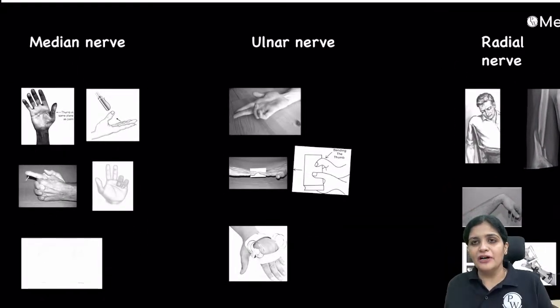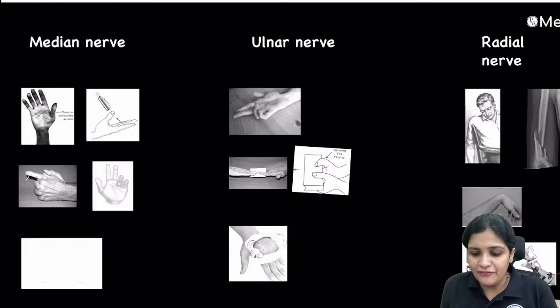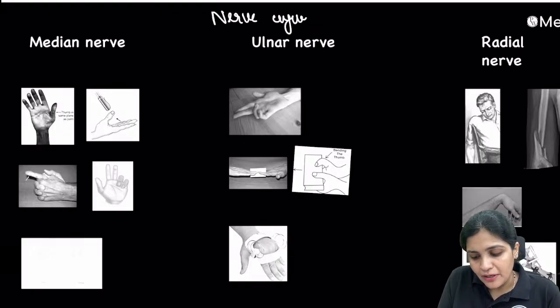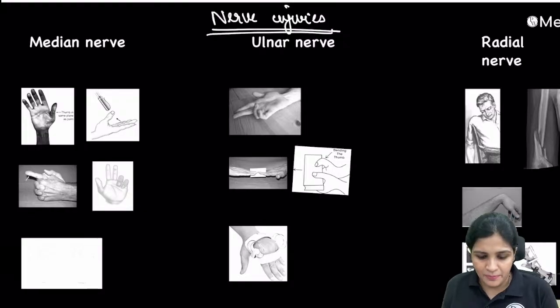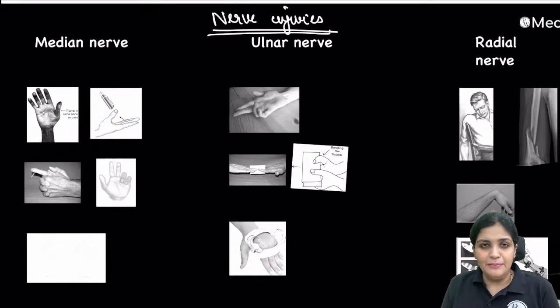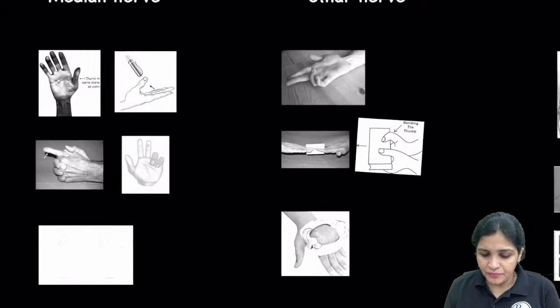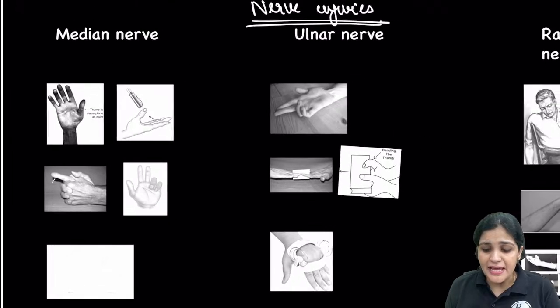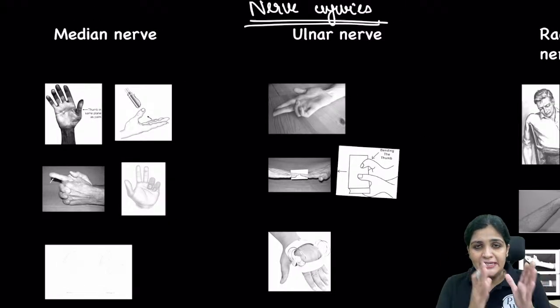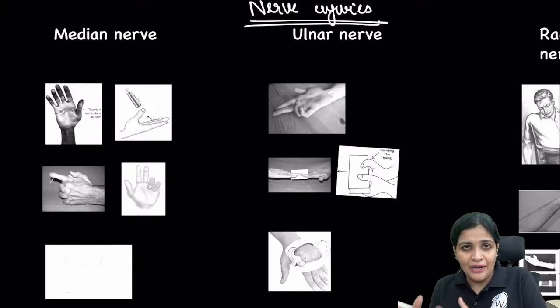Now let's have a quick review of nerve injuries. Nerve injuries is also one of the most important topics, and IBQs are also common from this topic. And usually these are the images. I mean, these are almost 95% of the images I have come up with. So what you have to remember is there are three important nerves: median nerve, ulnar nerve, and radial nerve.